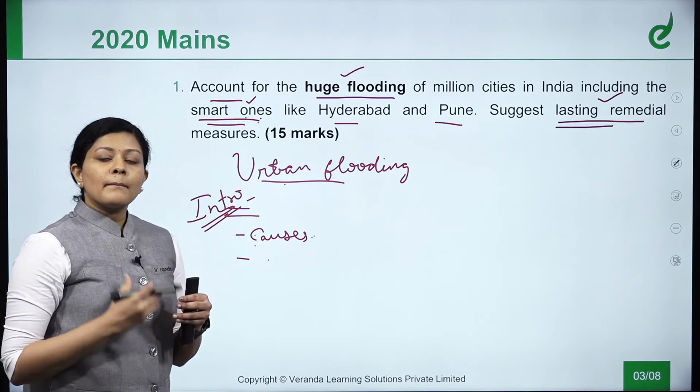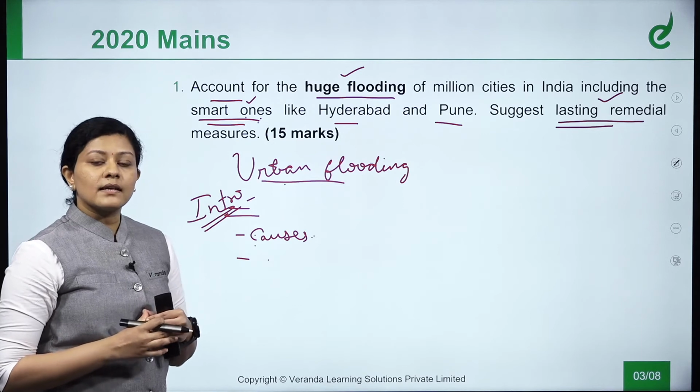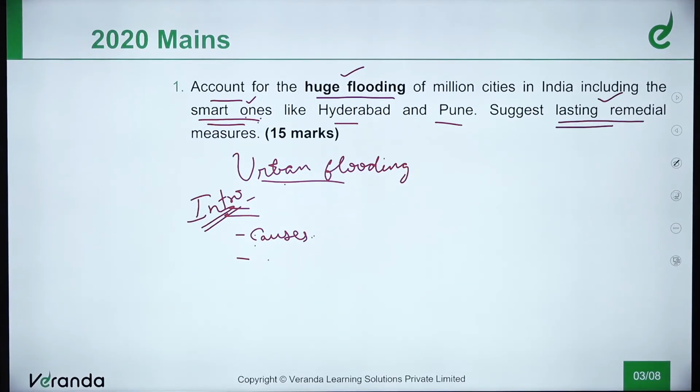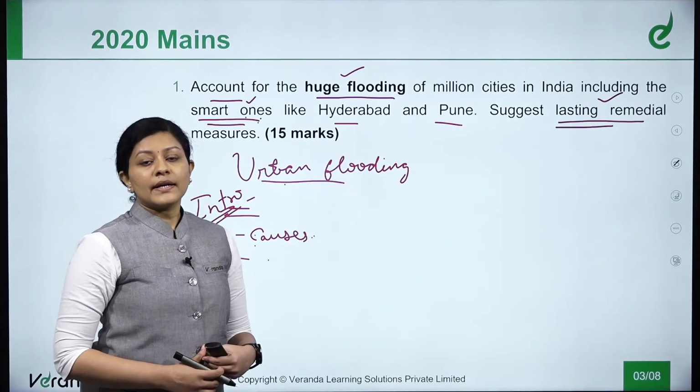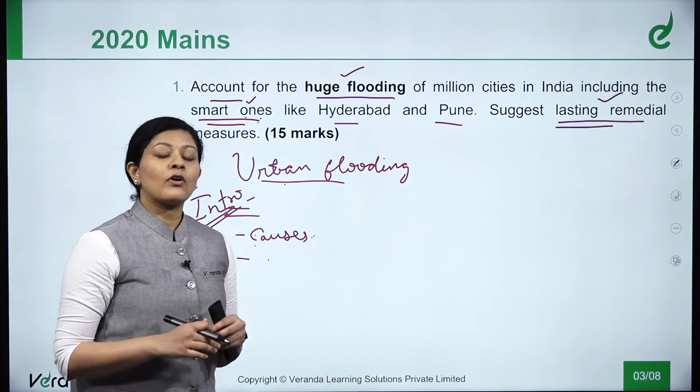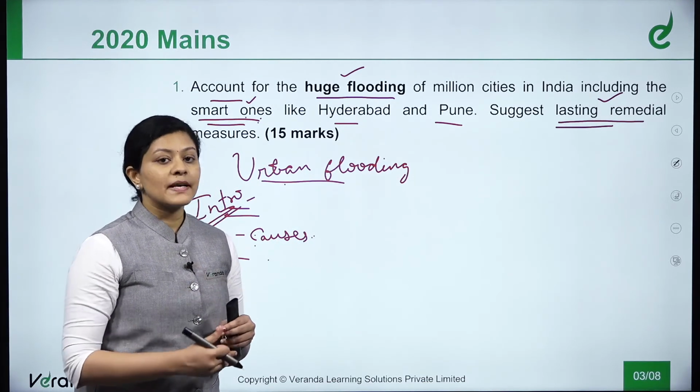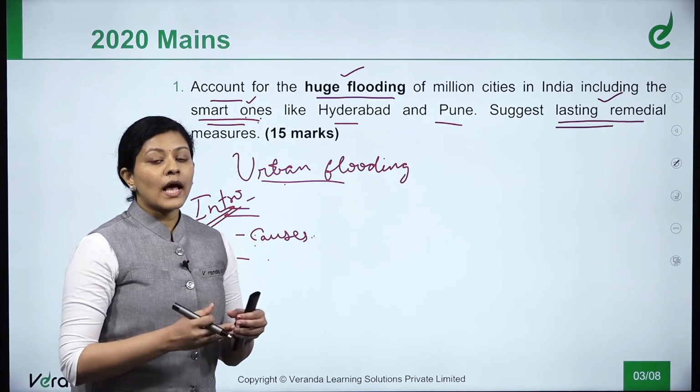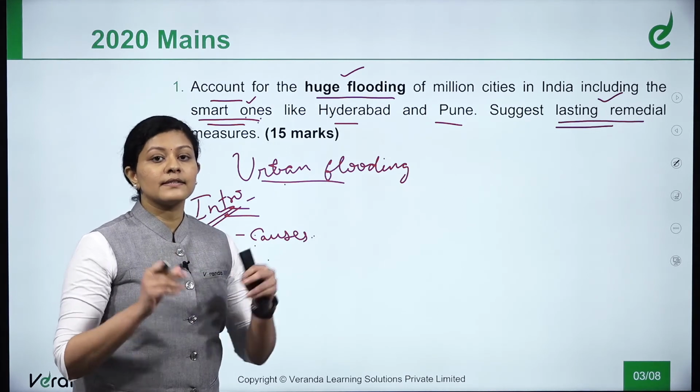You have to better plan the urban areas and avoid encroachment. And then you can talk about sponge cities, wherein the concrete pavements in urban areas can be replaced with porous pavements to allow the infiltration of water so that the flood doesn't happen.